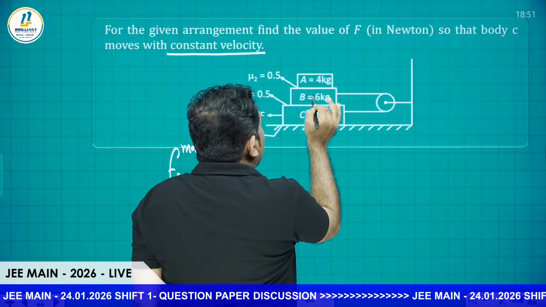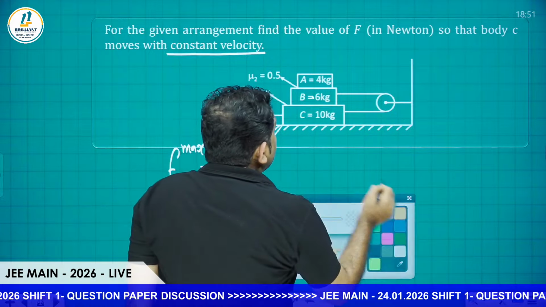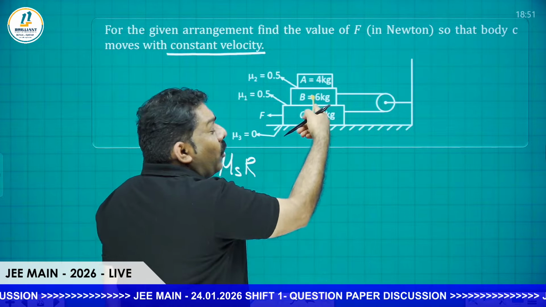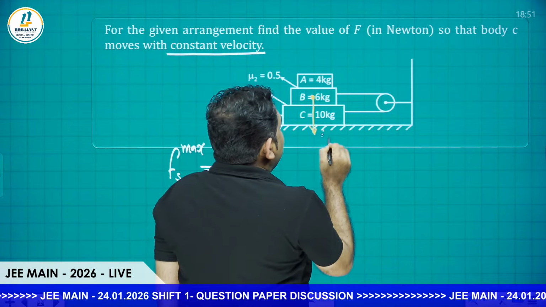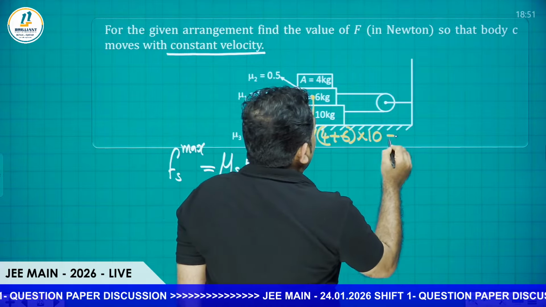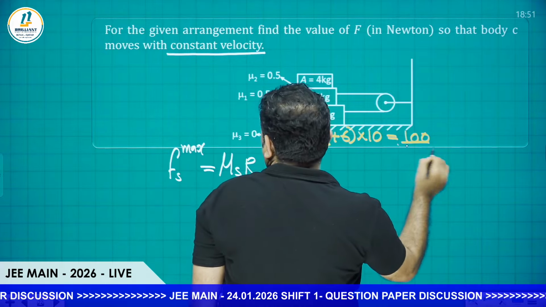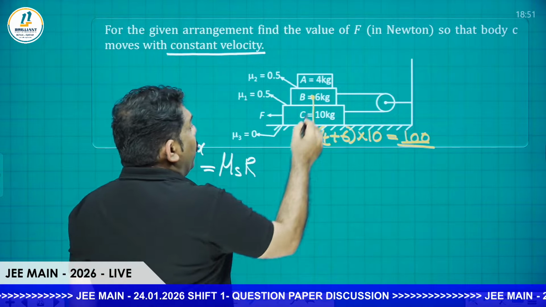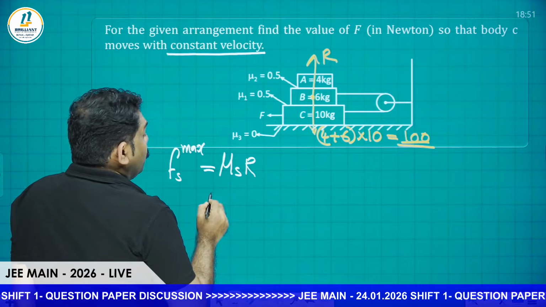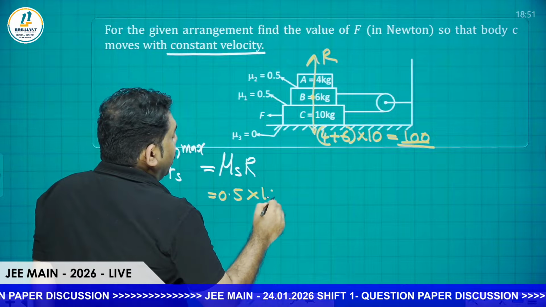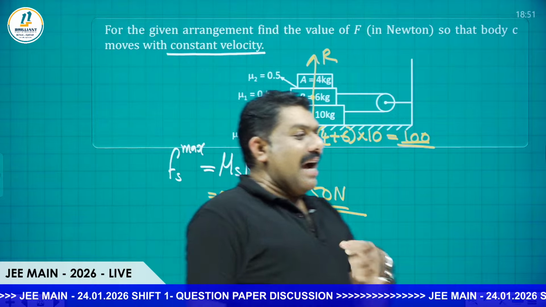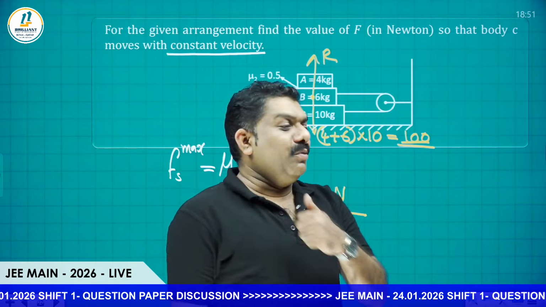Look, on the block B, when I'm considering the weight acting, the total weight is 4 plus 6, 10. So that is 4 plus 6 into 10, it is coming 100. So that's the weight, so we can say that is the normal reaction. So R equal to 100. Mu s value 0.5, so 0.5 into 100 is equal to 50 Newton. So Fs max is equal to 50 Newton.